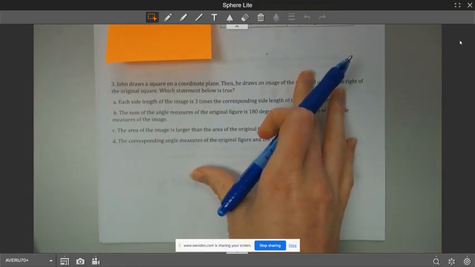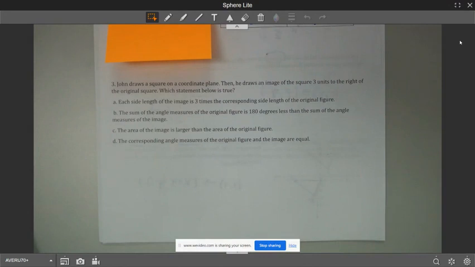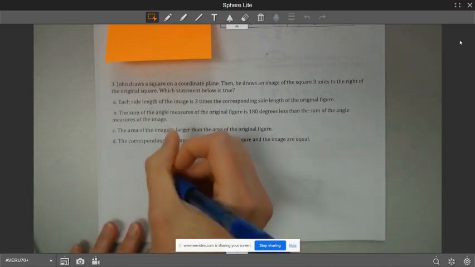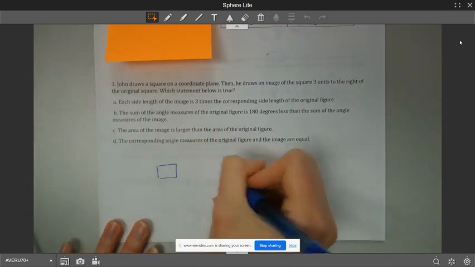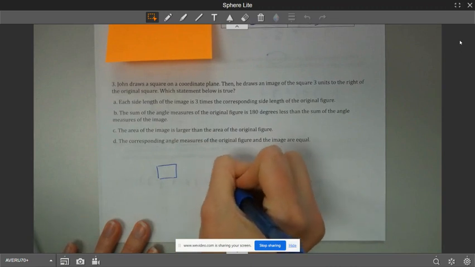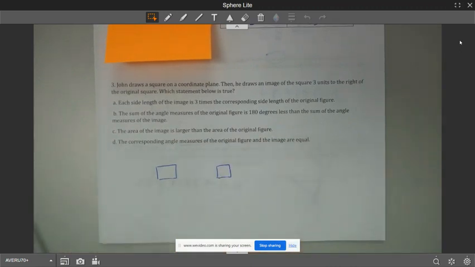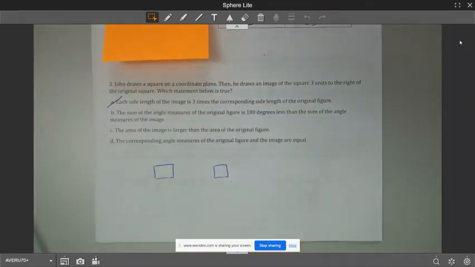Our last question. John draws a square on a coordinate plane. He then draws the image of a square 3 units to the right of the original square. Which statement is true? Okay, so here's our square, and then 3 right, here's our new square. Not a perfect drawing to scale, but let's think about it. Each side length of the image is 3 times the corresponding side length. Well, did I make these 3 times larger? No, I didn't change the size. All I did was slide it across 3 units right.